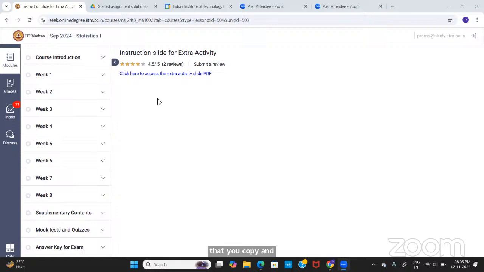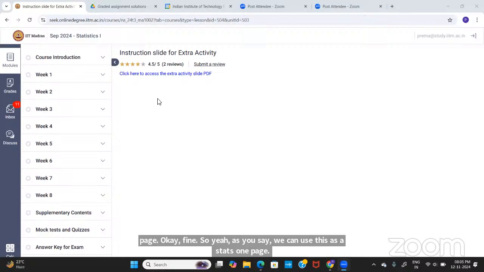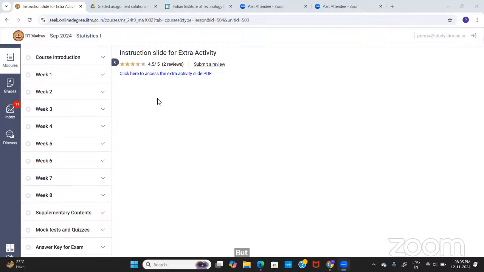I'm just putting it in the chat. The activity one clearly says: create a Google site as a student portfolio with statistics one as one of the pages, and provide a short relevant description about the course on this page. Fine, as you say, we can use this as the stats one page, but the first page itself is a home page where we can give the description.